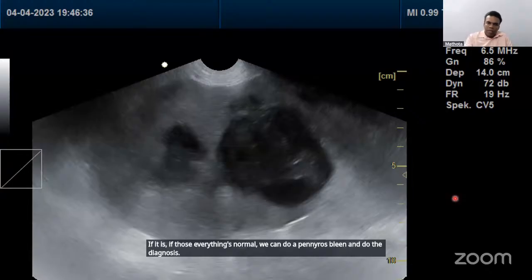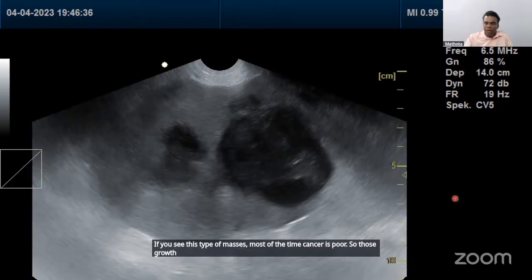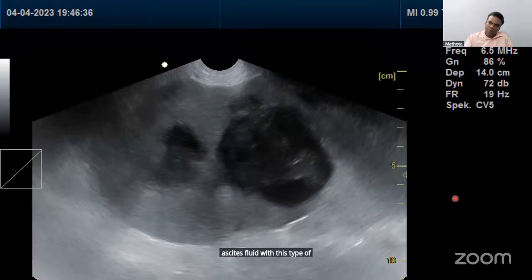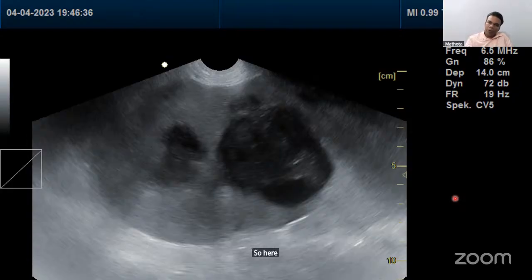Then you will get this type of masses, cystic masses, and it's large size. Sometimes if you see this type of masses, most of the time it's a cancerous growth. Sometimes you will see ascites fluid with this type of growth. Sometimes this can be hemangiosarcoma. So easily you can find this. If you see this type of masses, it's always a cancerous growth. So here also you can do FNA and confirm.